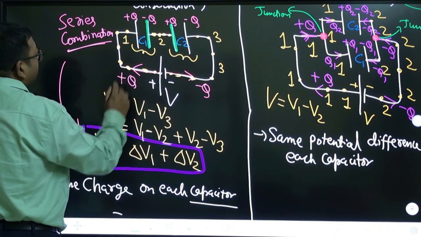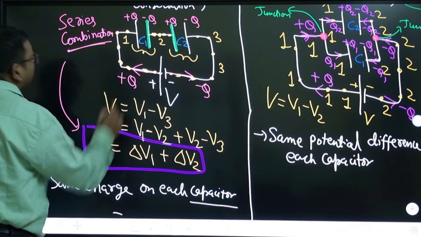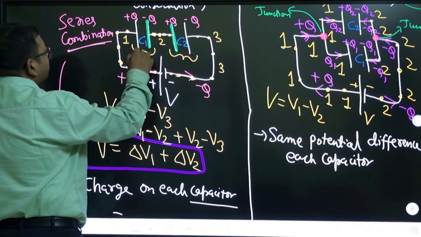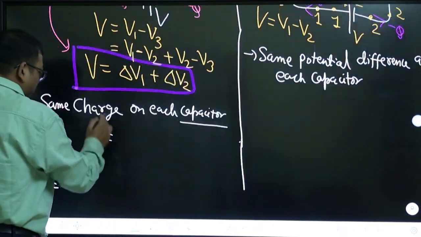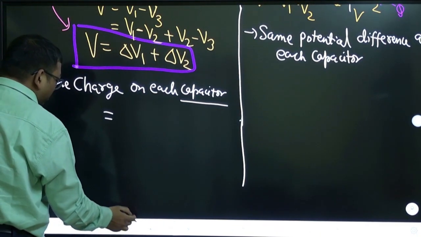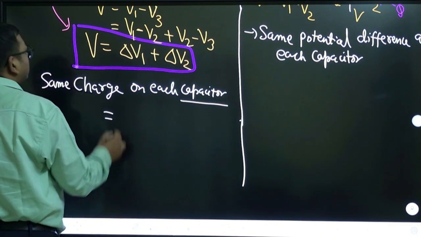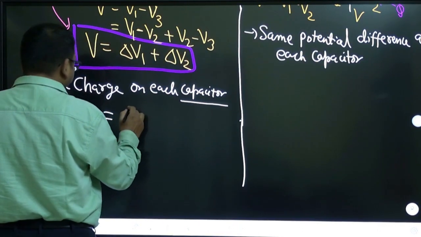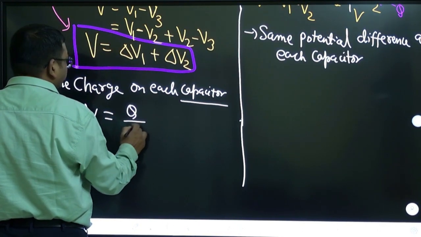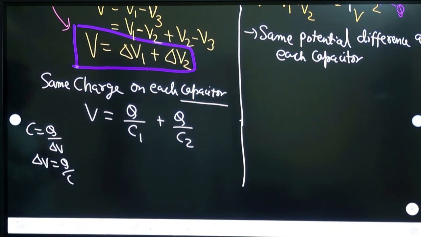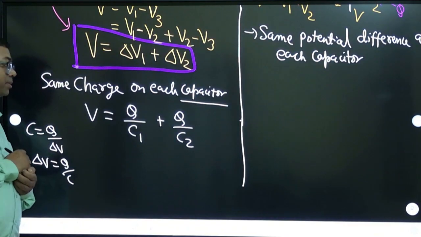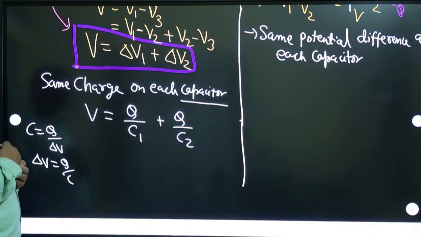C1 will be this Q divided by this voltage difference, and C2 will be this charge divided by its voltage difference. So the voltage difference will come as charge by capacitance. So this V can be written as this charge by capacitance 1 plus this charge by capacitance 2. Delta V2 will be charge by capacitance 2, and delta V1 will be charge by capacitance 1.